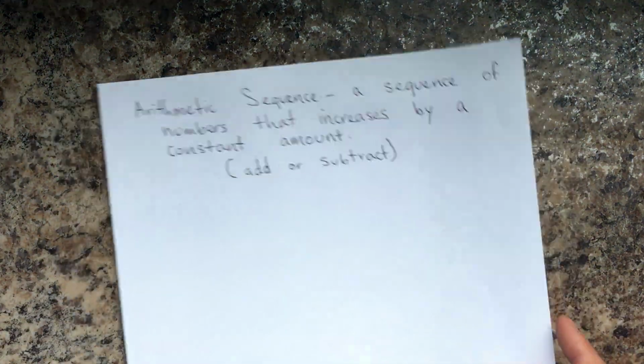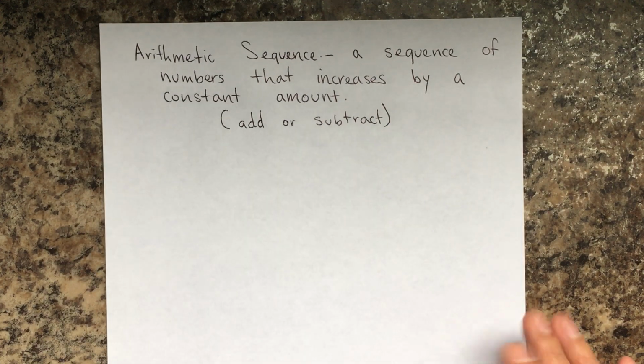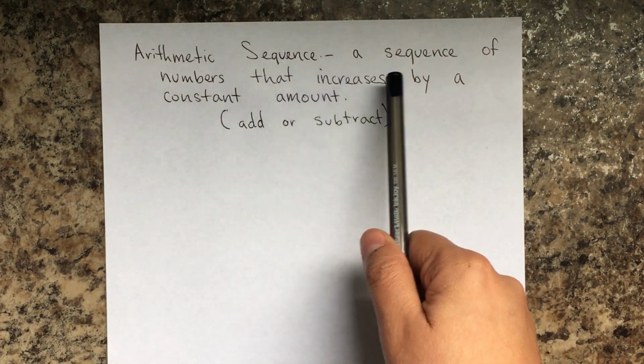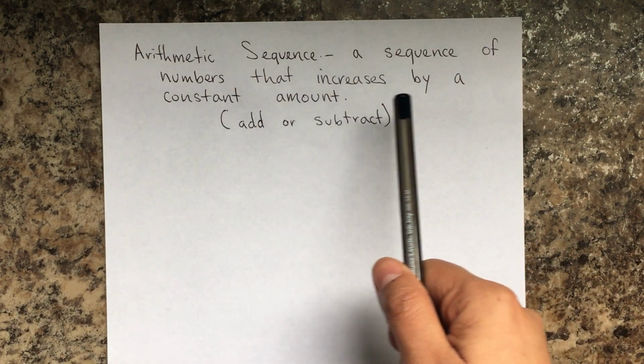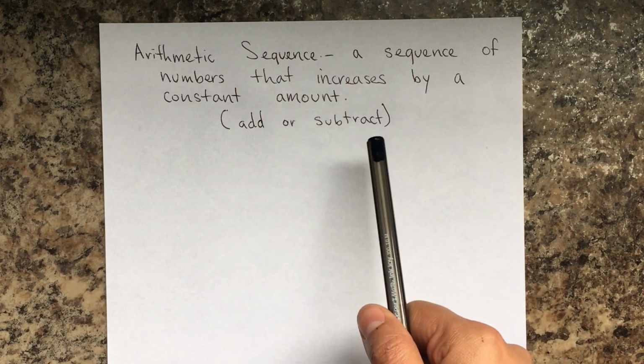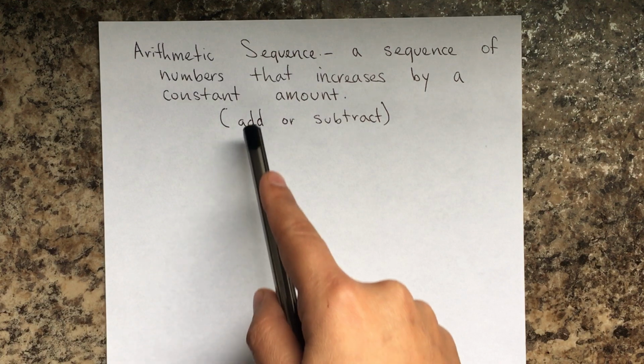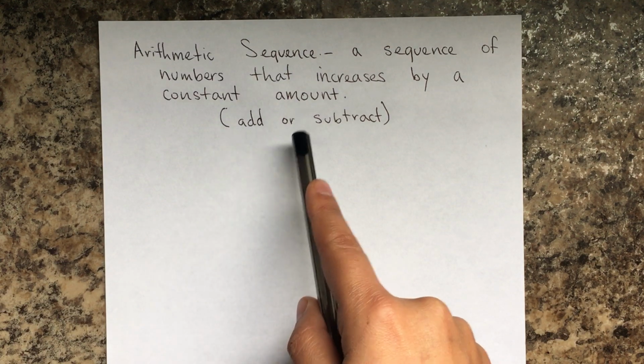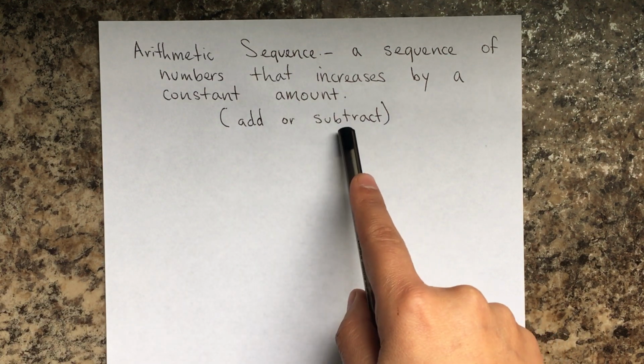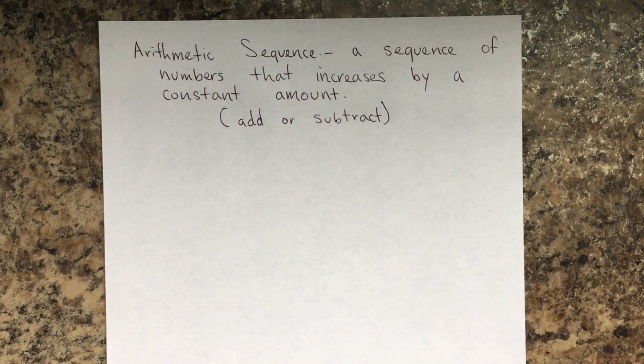We're going to start with a definition of what arithmetic sequences are. An arithmetic sequence is a sequence of numbers that increases by a constant amount. Actually, you should also say decreases. So you keep adding the same amount or you keep subtracting the same amount. Okay, having that in mind, let's begin with the first one.